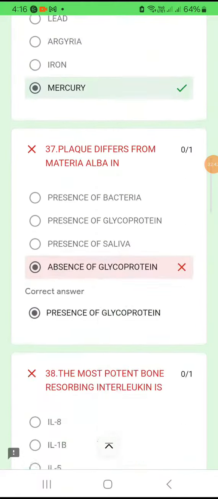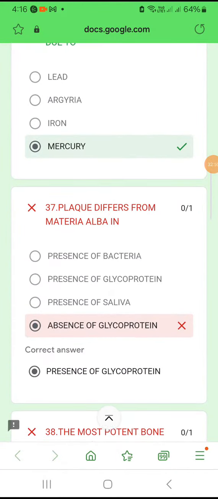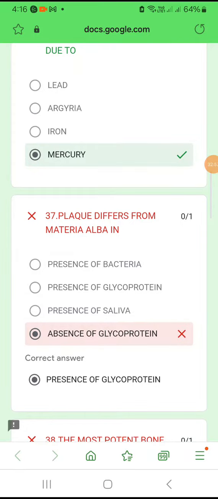Now coming on to two more corrections. Plaque differs from materia alba in the presence of glycoprotein. Okay, by mistake I have marked it as absence of glycoprotein. Plaque will have glycoprotein, so presence of glycoprotein.